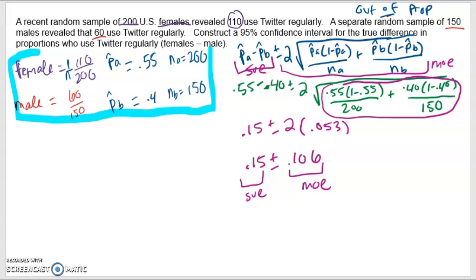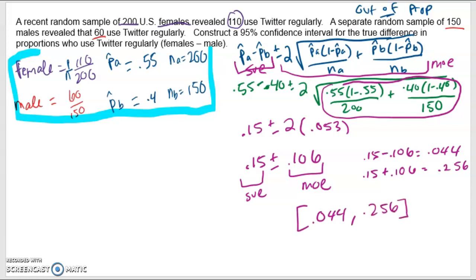So I think that females use Twitter 15% more than males use Twitter, and that with 95% confidence, I'm within 10.6% of that value. So if I take 0.15 and I minus 0.106, that gives me 0.044. If I take 0.15 and I add 0.106, that'll give me 0.256. Okay, so my interval is 0.044 to 0.256.